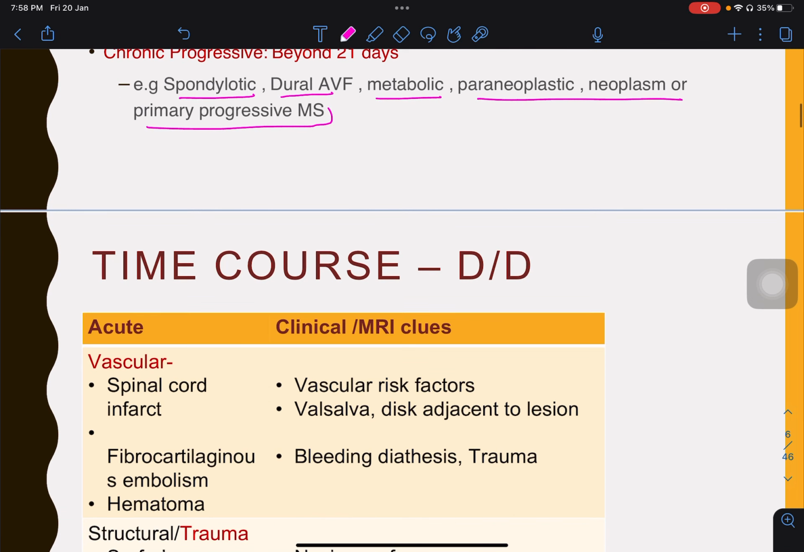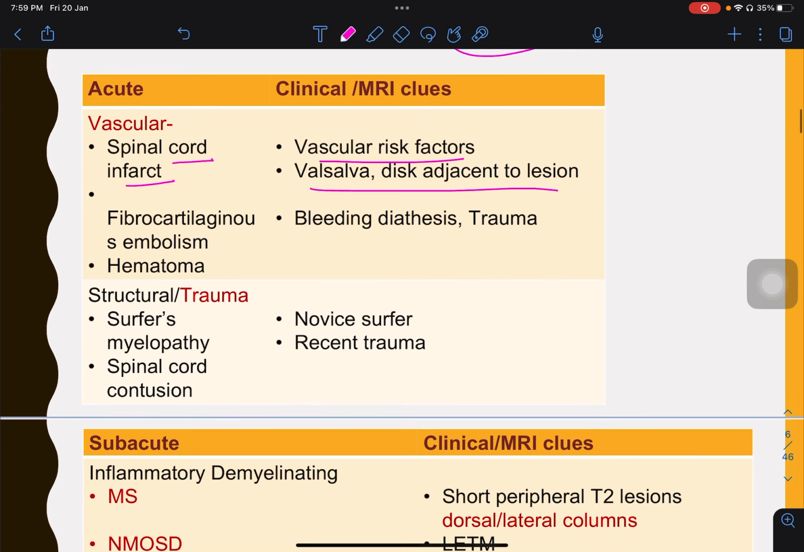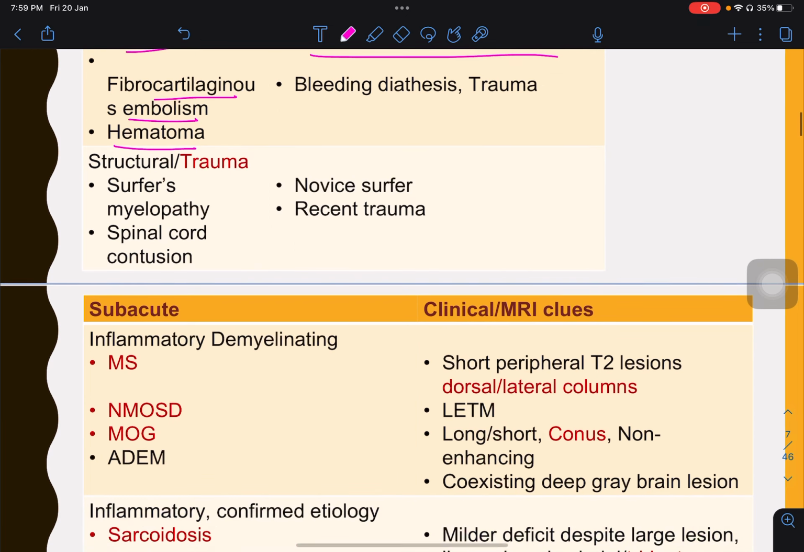According to the time course, what are the differential diagnoses of myelopathies that we will discuss? If it is acute, that is in less than 12 hours, the most important is vascular. You must rule out spinal cord infarct, whether there is any vascular risk factor, whether it increases with Valsalva, or whether there's a disc adjacent to the lesion. You should also rule out hematoma or a fibrocartilaginous embolism. Trauma: if there's a background of a surface myelopathy, rule out spinal cord contusion with recent trauma.